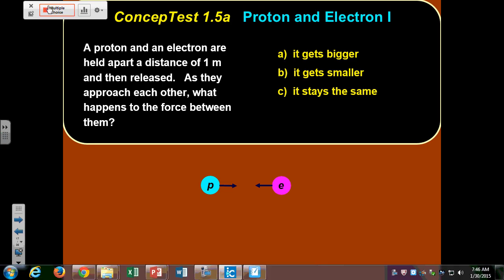A proton and electron are held a distance of 1 meter apart and then released. As they approach each other, what happens to the force between them? Does it get bigger, smaller, or stay the same? The force between this proton and electron.